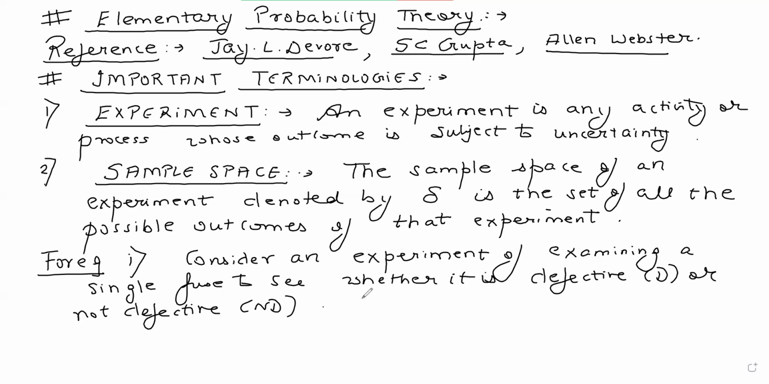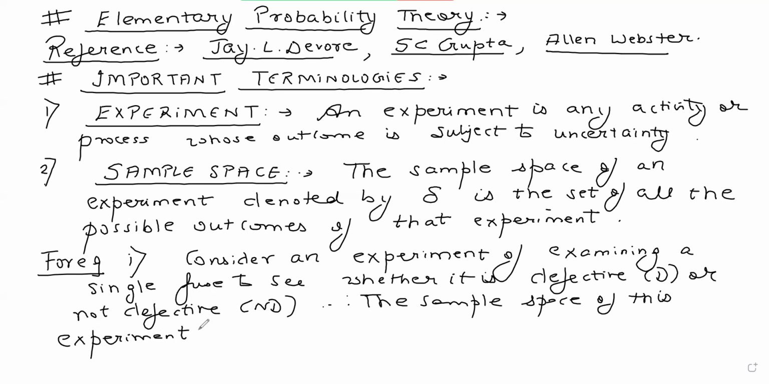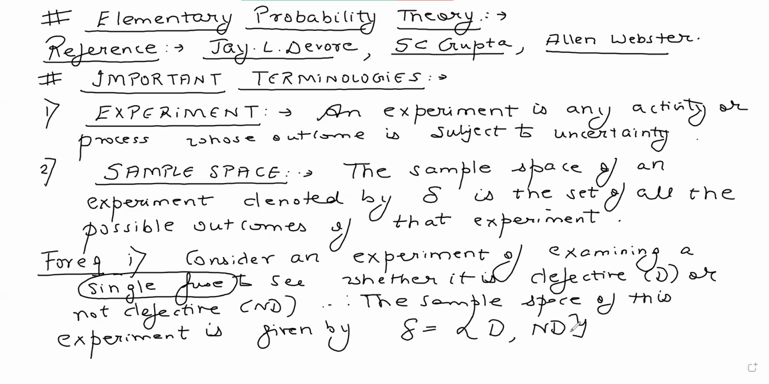So I can write, therefore, the sample space of this experiment is given by delta, which is consisting of, there are two possibilities. You are just checking one single fuse. That single fuse can be defective, or another possibility is it's not defective. So the sample space of this experiment is D, ND. So it has how many outcomes? In total, it has 2 outcomes.